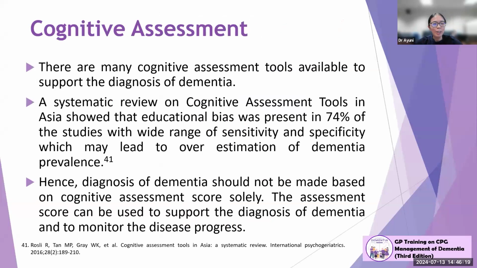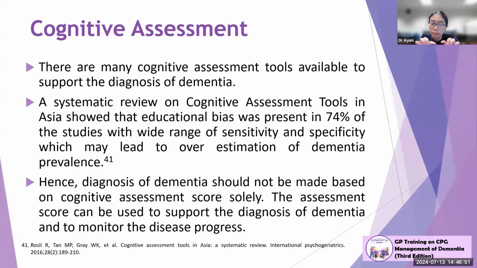Okay. So now we talk about the cognitive assessment tool. Which one to use? There are many cognitive assessment tools available now. With the new digital era coming, we even have digital cognitive assessment tools, right? A systematic review on cognitive assessment tools in Asia shows that educational bias was present in 74% of the studies, with a wide range of sensitivity and specificity, which may lead to overestimation of dementia.